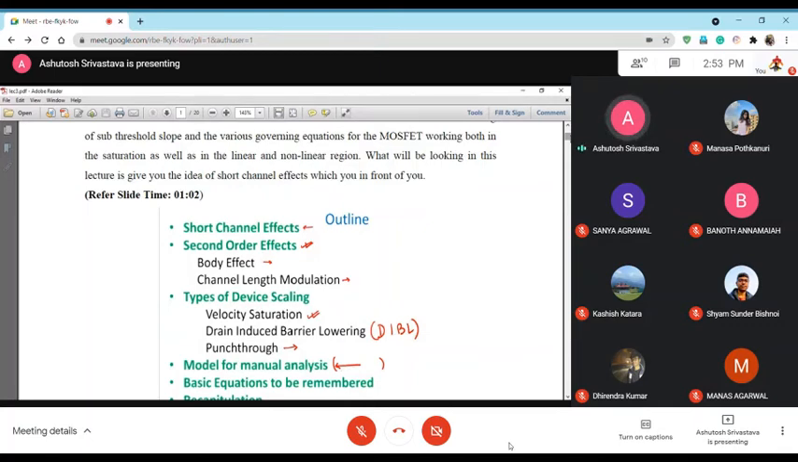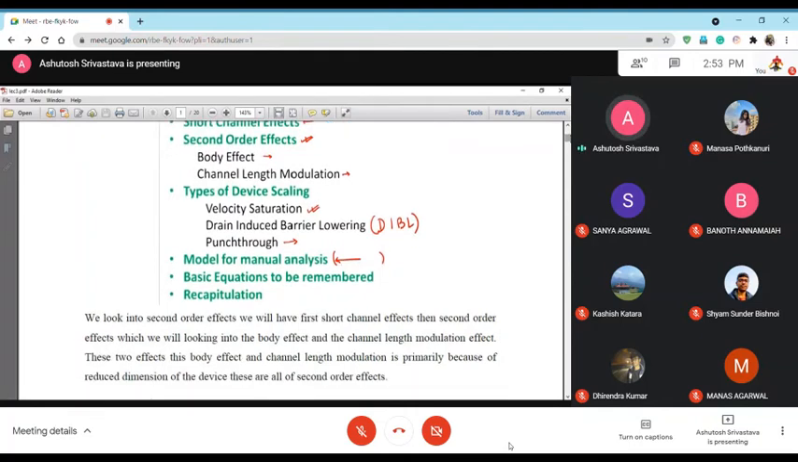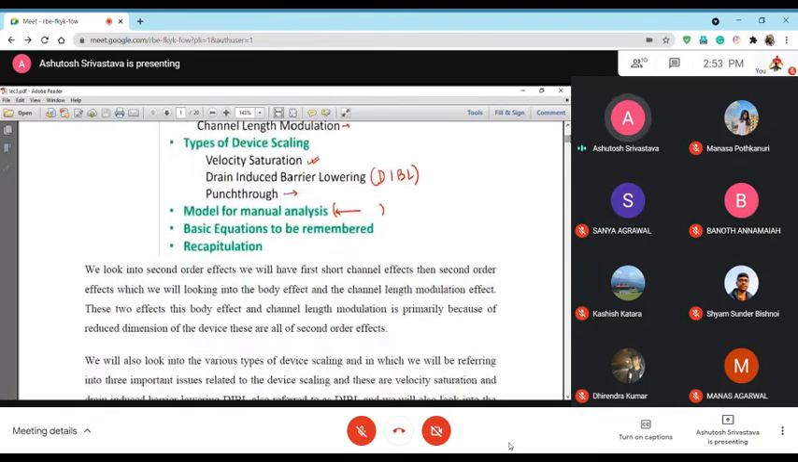We shall also talk about the second order effects like the body effect and channel length modulation. So the types of device scaling, the major ones like velocity saturation, drain induced barrier lowering and punch through phenomena. And we shall also discuss the models which are incorporated in most of these IC design tools and the basic equations to be remembered.